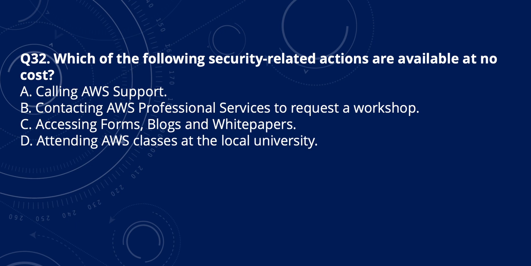Next, question number 32. Which of the following security related actions are available at no cost? So we need to find the security related actions which are available at no cost. So we have option A, calling AWS Support. Option B, contacting AWS Professional Services to request a workshop. Option C, accessing forums, blogs and whitepapers. And option D, attending AWS classes at a local university.